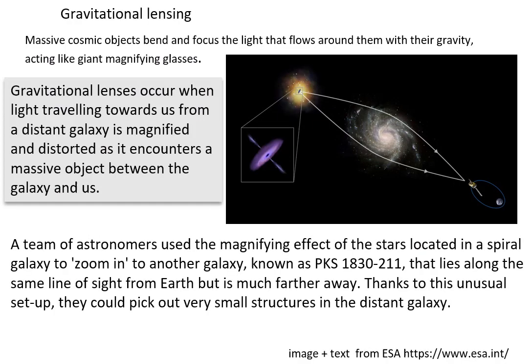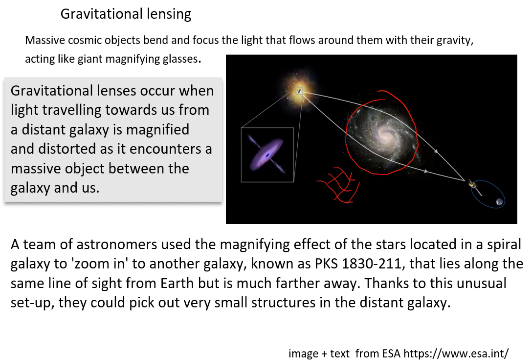inside the room. Another interesting phenomenon of lens and image formation is gravitational lensing. In this case, massive cosmic objects, like for example this spiral galaxy, bend the light that flows around them due to the curvature of space with their gravity, and they act like giant magnifying glasses.